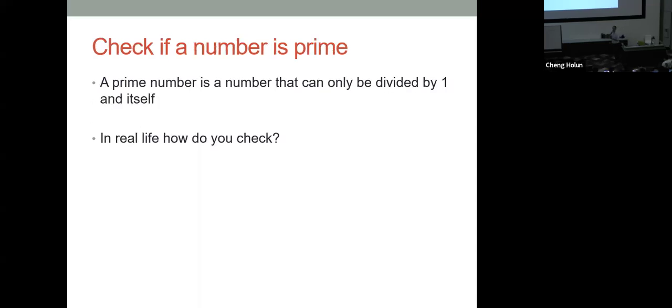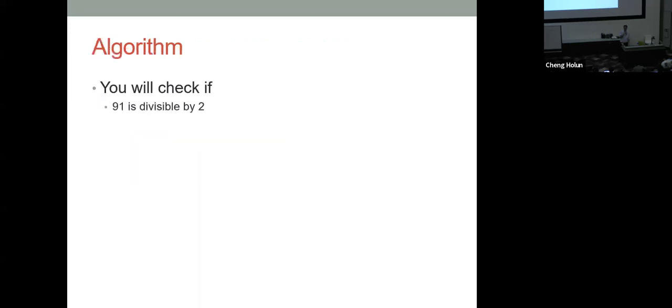How do you check if a number is prime or not? I assume you know what a prime number is. For example, if I give you paper and pencil, how do you tell if 91 is a prime number or not? Other than punching it into the computer or looking it up on Google, you check if 91 is divisible by 2, and then by 3, and so on, until 90. 91 is definitely divisible by 91, so you don't need to check. Very simple. How do you write the program?